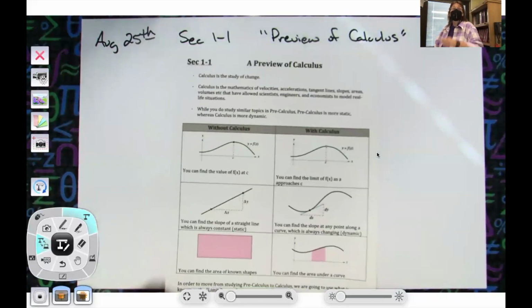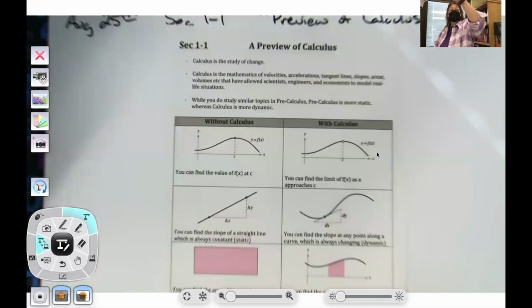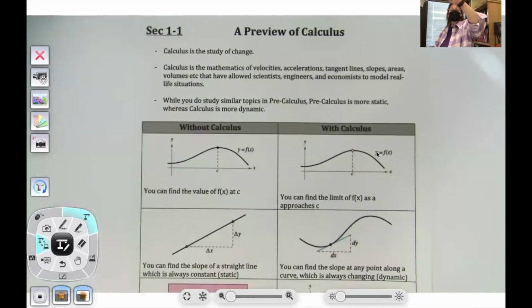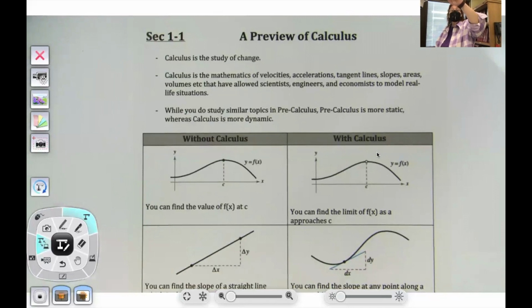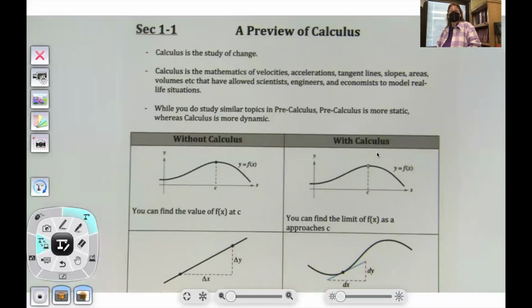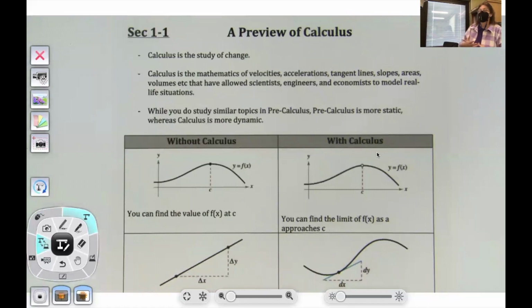I'm going to go ahead and zoom in here. Let's just talk about this a little bit. A lot of this today is going to be conceptual. I need you to grasp the idea of what's going on here before we get into too much. That's why I said it's a preview of what calculus is.